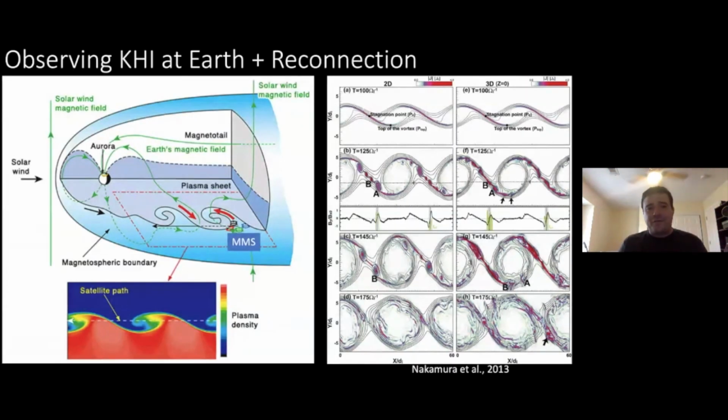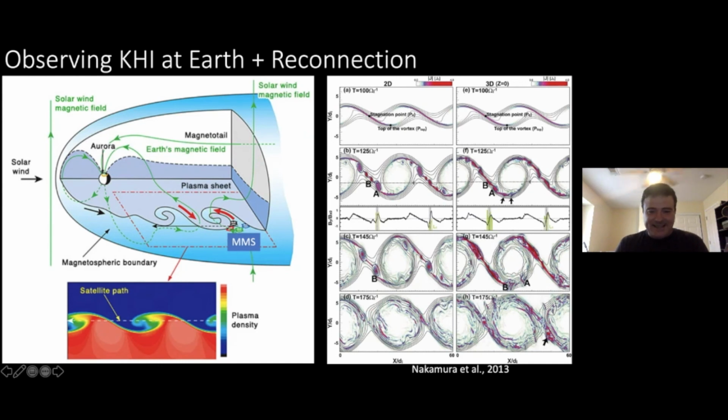So at Earth, if we're looking at the Kelvin-Helmholtz instability, your MMS spacecraft will be sitting on the flanks, most likely moving back towards Earth. As the Kelvin-Helmholtz instability grows, it'll start propagating along the flanks, down the tail, and it'll eventually wash over or pass over the spacecraft. So the spacecraft will be almost stationary with respect to the Kelvin-Helmholtz, and it's just one vortex after the other flowing past the spacecraft.